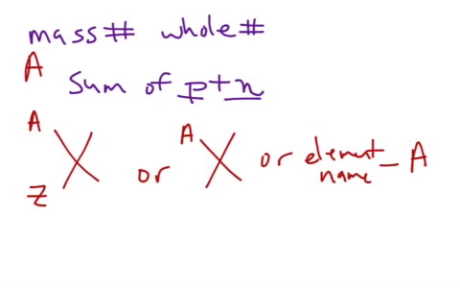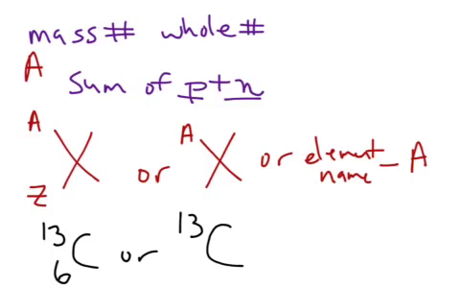So let's take a look at these 3 different ways to write an element's isotope for a very common isotope called carbon-13. One way to do this is write 13 and carbon 6. Another way to do it is just write 13 and then C for carbon. And the last way is to write out the word carbon-13. All of these are called carbon-13, and all of these mean the exact same thing.